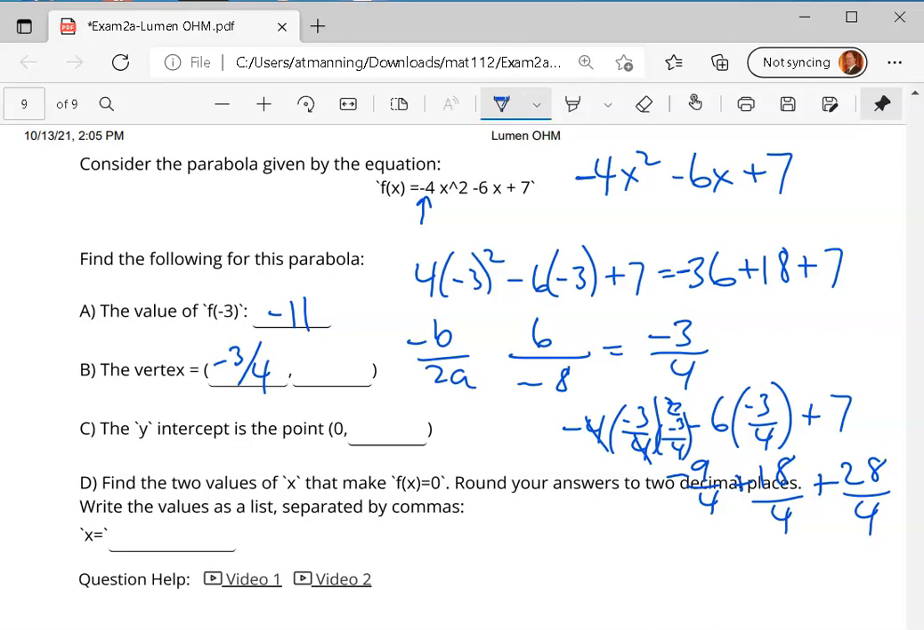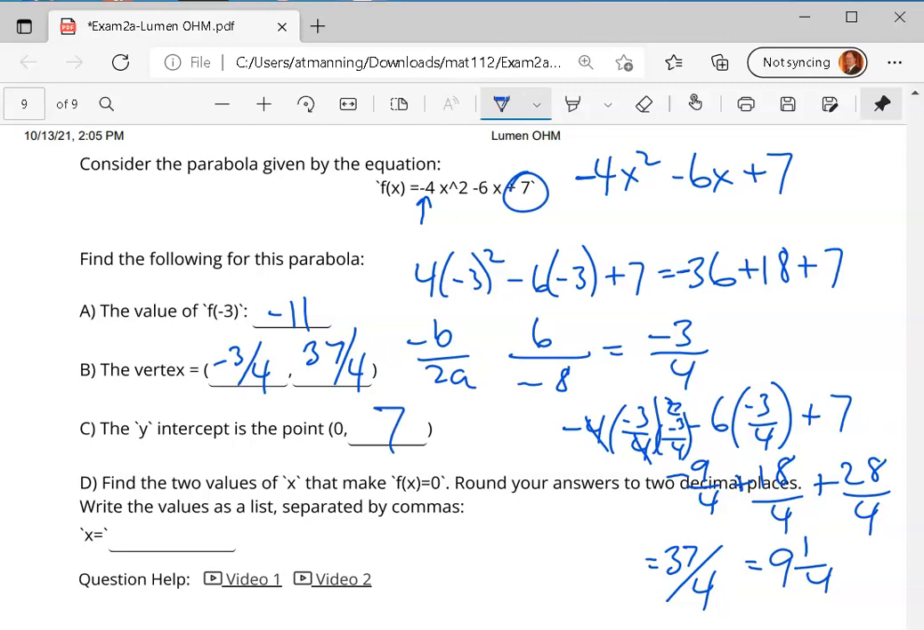Now we have common denominators. That becomes 9 plus 28, or 37/4. Or 9 and 1/4, if you want: 37 divided by 4 is 9, remainder 1/4. I'm happy with 37/4, but 9 and 1/4 looks pretty good too. So I'll do 37/4. The y-intercept, again, when x is 0, I get a 7.